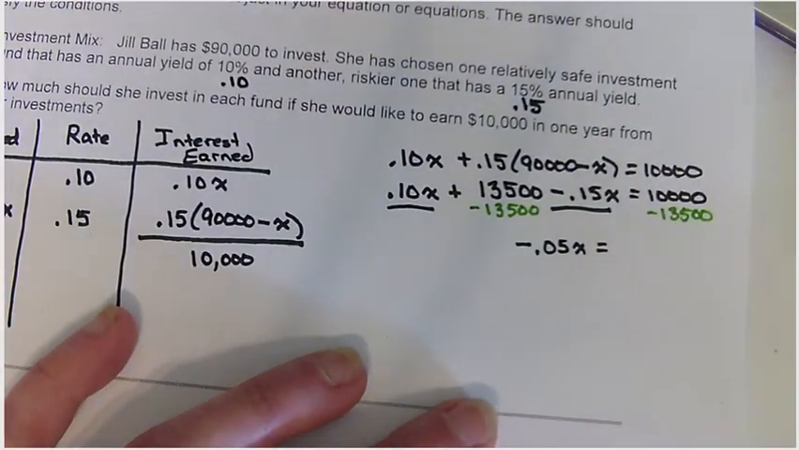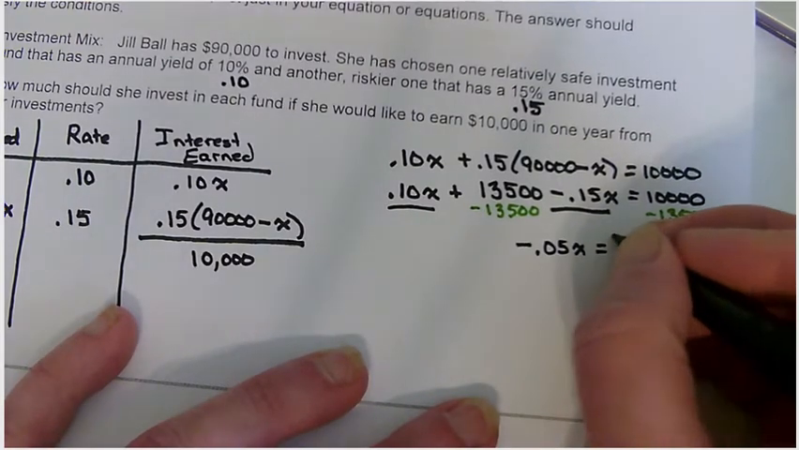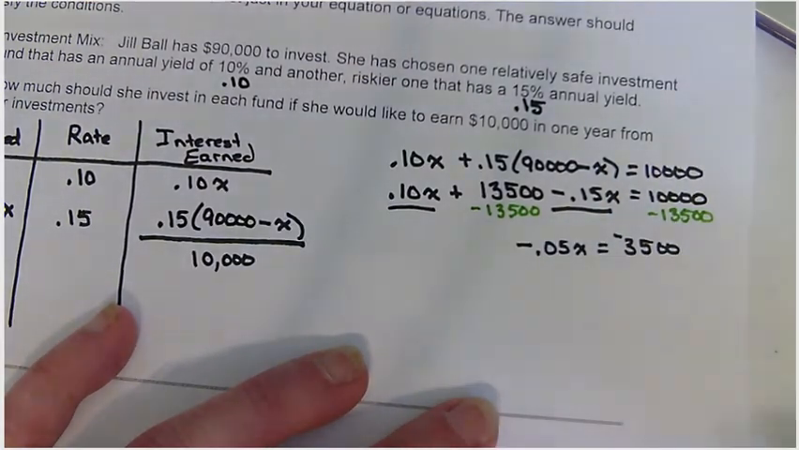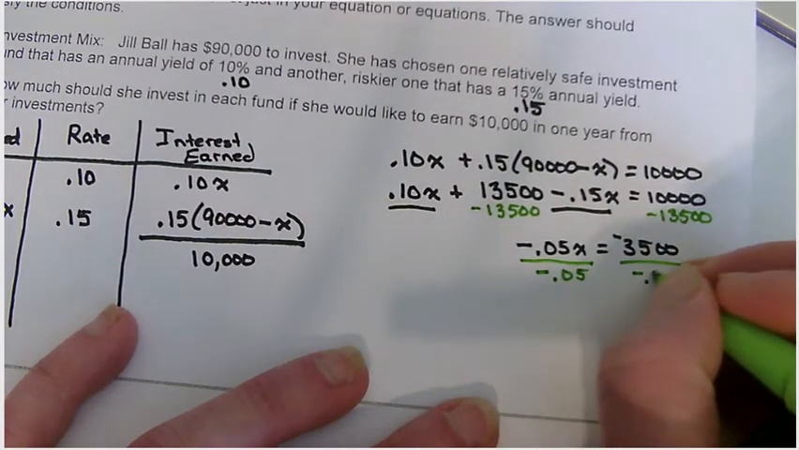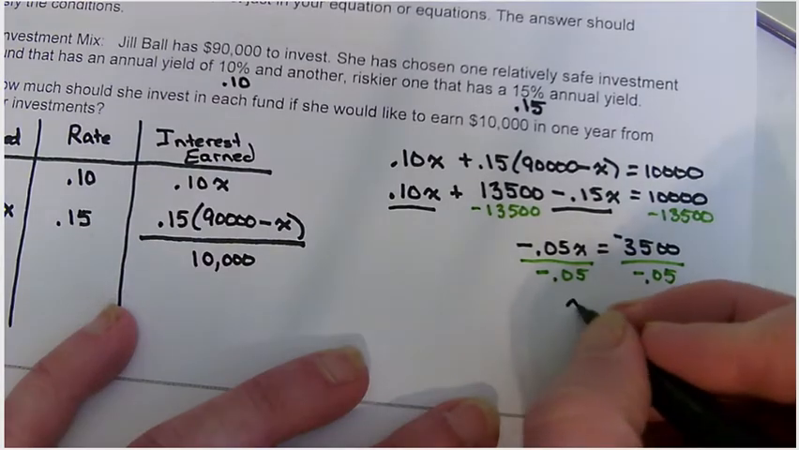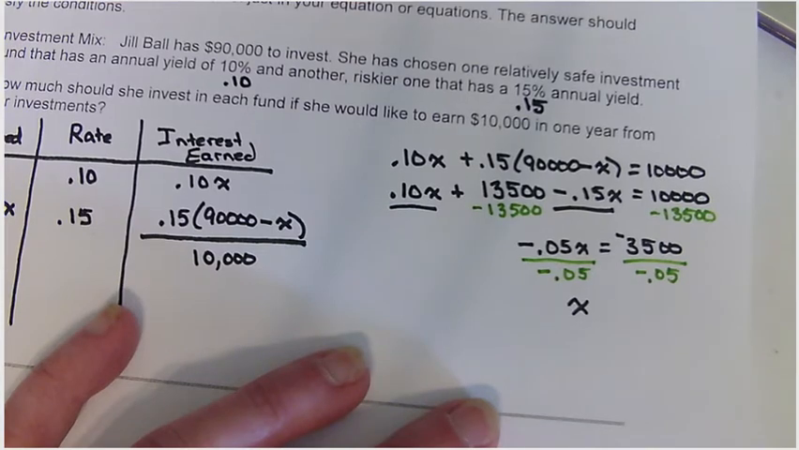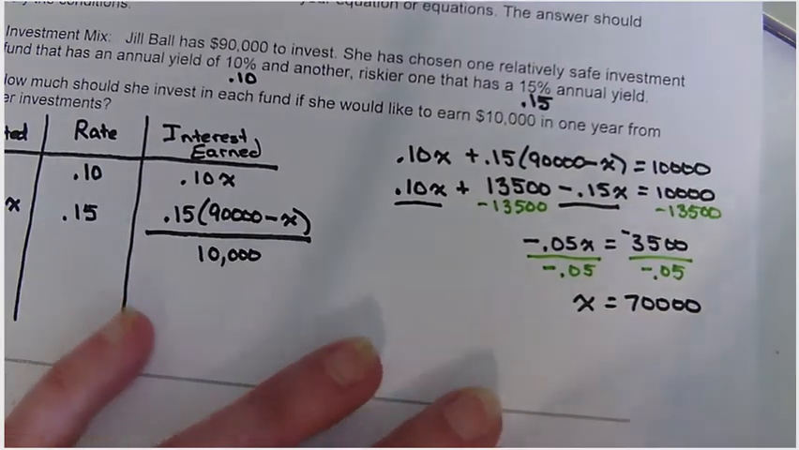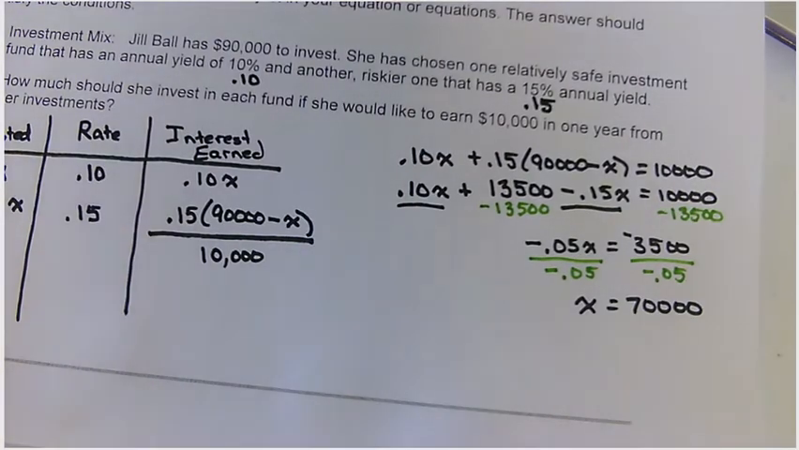See, 10,000 minus 13,500 leaves me with negative 3,500. And this is negative, so that makes sense. I don't know what is up with my printer right now. So I'm going to take negative 3,500 divided by negative 0.05, and I get 70,000. So now we have to answer the question, how much should she invest in each fund?